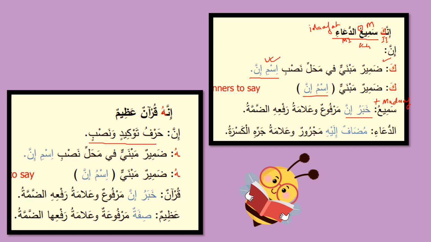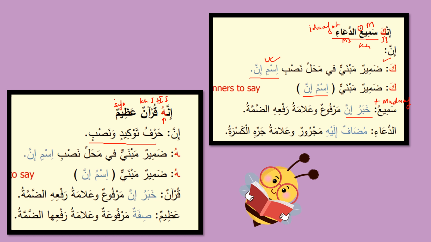Now another sentence here, innahu Qur'anun azimun. So the same, you can apply the same inna. Where is our ism inna? The damir attached with inna is ism inna. Where is our khabar inna? Qur'anun is khabar inna. And what is azim? Azim is sifa following Qur'an.